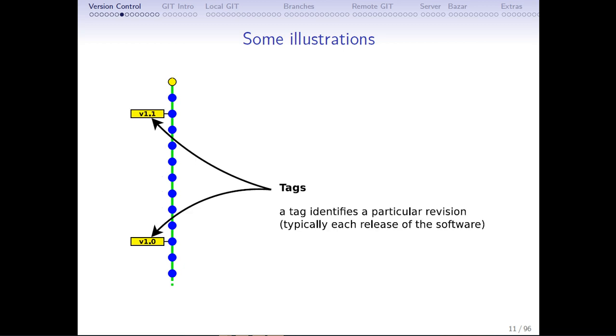So tags are very important. A tag identifies a particular revision, typically the release of software.